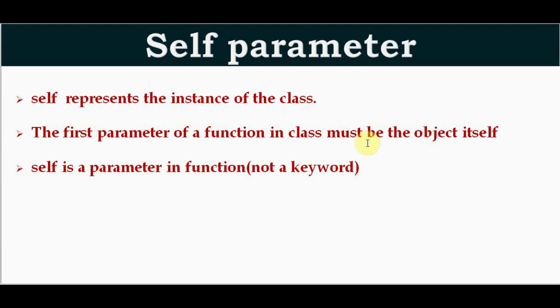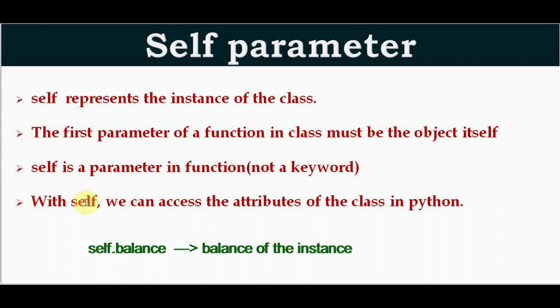To refer to the instance variables. What is an instance variable? The attributes inside the constructor method are called instance variables. In order to refer to those instance variables, we can use dot operator notation along with self. For example, we have two attributes in the class, account number and balance. In order to refer to the balance, I can just use self dot balance. So that's what is mentioned here. With self, we can access the attributes of the class in Python.